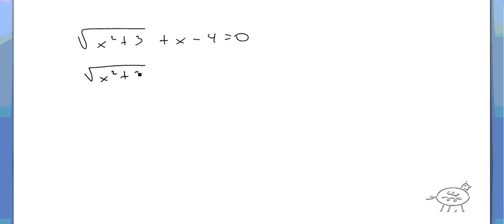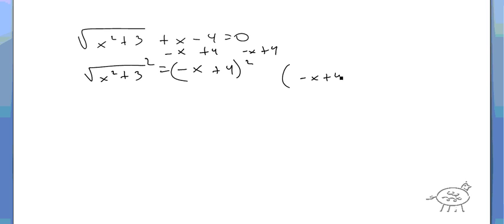Okay, your last example is the square root of x squared plus 3 plus x minus 4 equals 0. Okay, so the first thing I'm going to do is isolate that square root term. So it's the square root of x squared plus 3 equals negative x. I'm going to subtract x from both sides and add 4. So equals negative x plus 4. Okay, square both sides. And be careful, guys, when you square that, make sure you write it twice. So it's negative x plus 4, negative x plus 4.